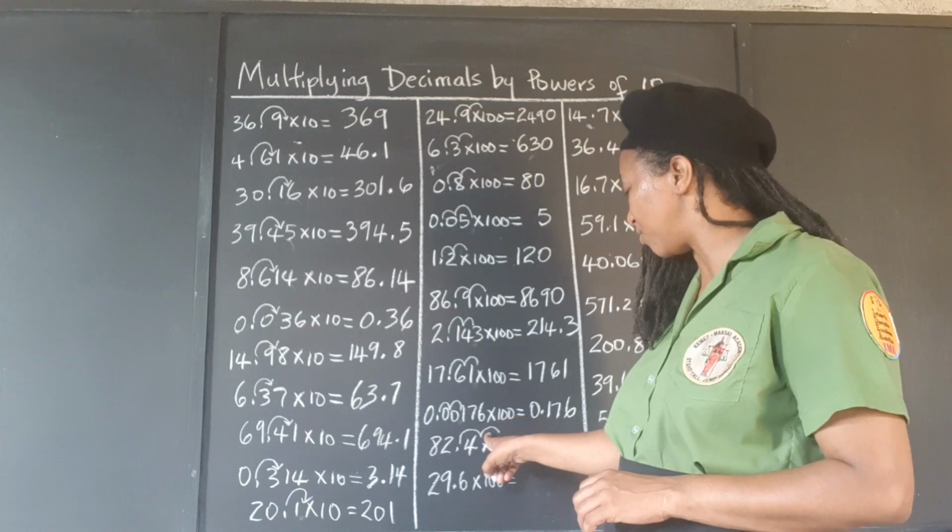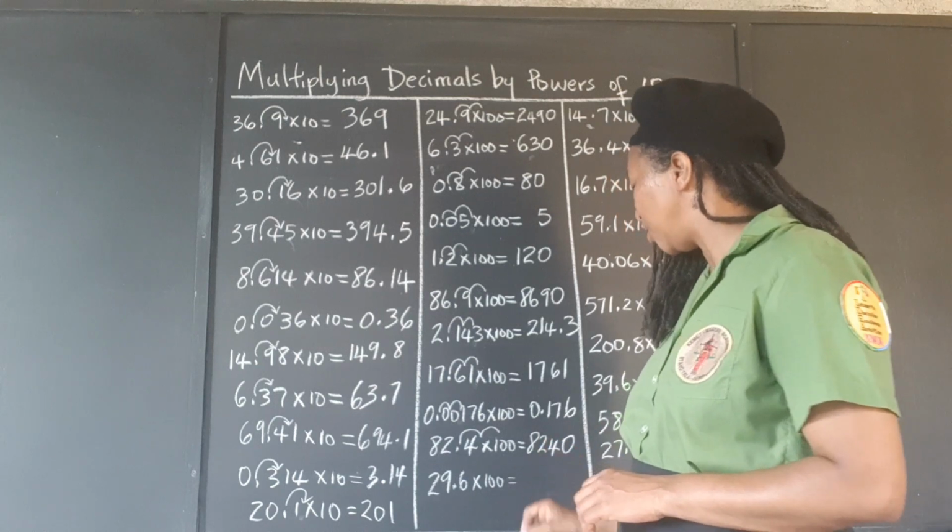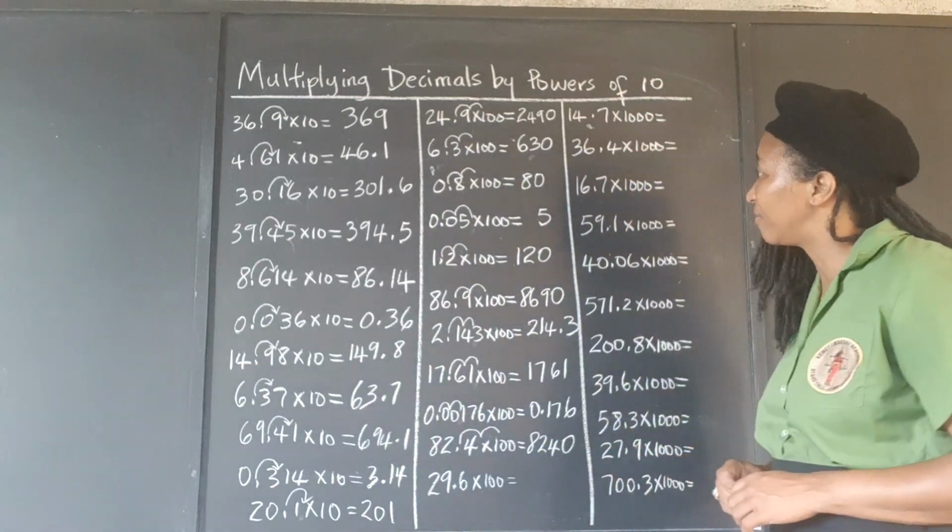Okay, so 82.4 times 100, we're moving it 1, 2 places. We need to fill a 0 here to hold that spot, hold that position. It now becomes 8,240.